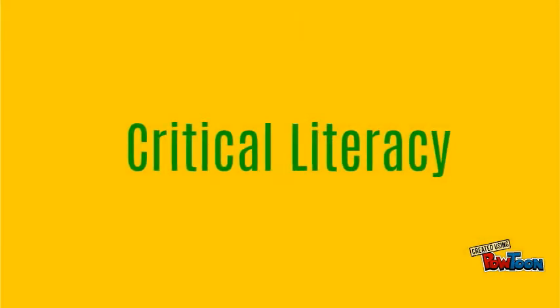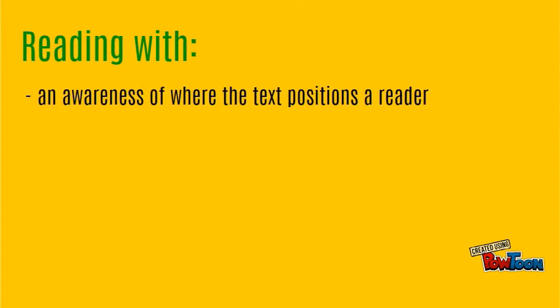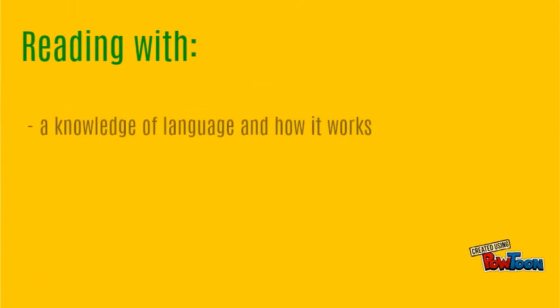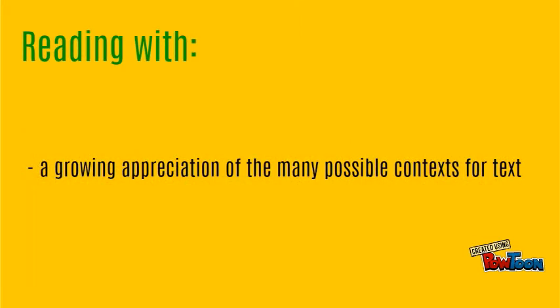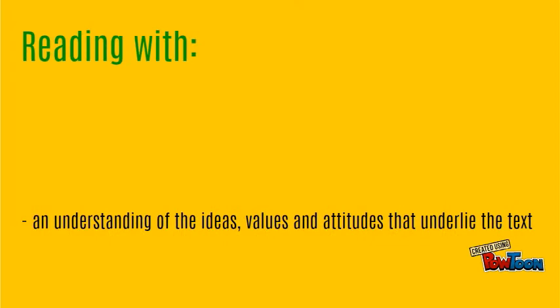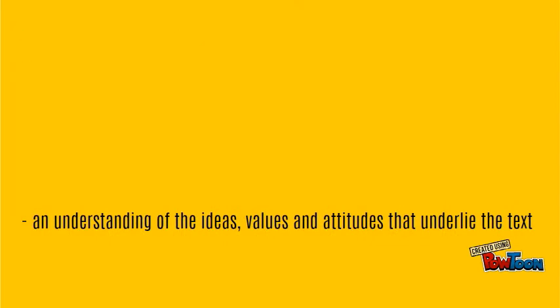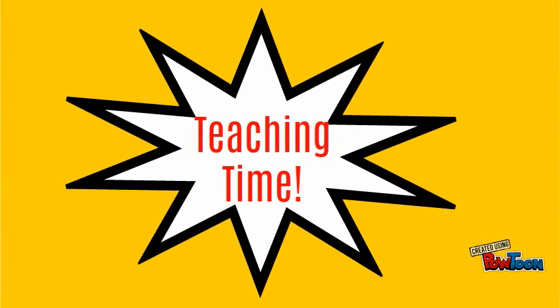Critical literacy is about reading with an awareness of where the text positions a reader, a knowledge of language and how it works, a growing appreciation of the many possible contexts for text, reading with an understanding of the ideas, values, and attitudes that underlie the text. So now that we've cleared that up, it's time to incorporate these into the lesson.